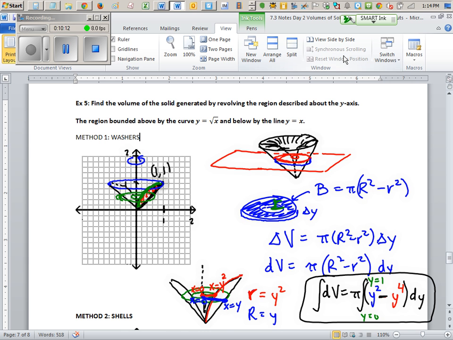And the answer to this is right there on the page, isn't it? What does it say? What is it? 2 pi over 15. Yeah, so if you want to work it out, you can. It's 1/3 y cubed minus 1/5 y to the 5th. And when you plug in 1, you get 2/15 pi. That's the answer. 2/15 pi. So I'm kind of stopping before integrating because it really is just a polynomial.